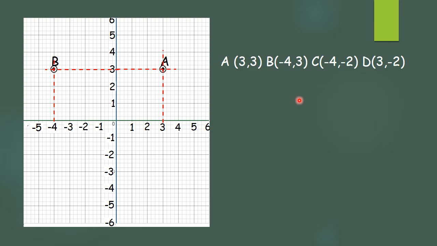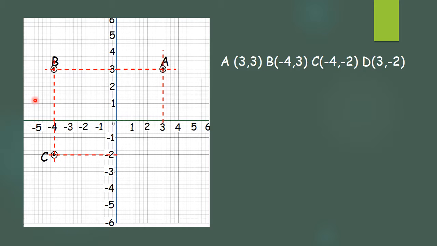Now for C, what is given? (-4, -2). This point is going to lie in the third quadrant. So first from minus 2 the line is drawn. Then we will draw the line from minus 4, and where they intersect is the point C.